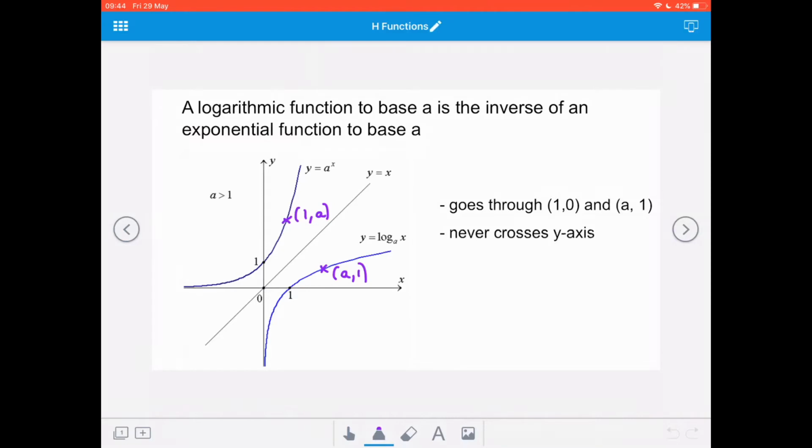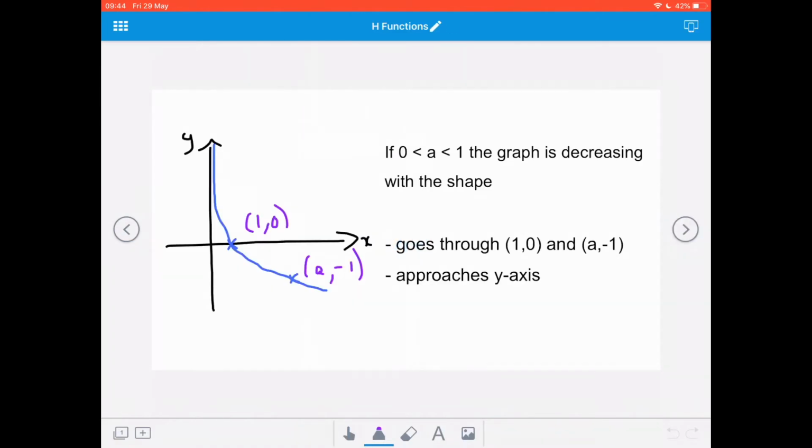And it never crosses the y-axis. So you can see that when a is greater than 1, it is an increasing function, and the y-axis is our asymptote this time. If our base a lies between 0 and 1, the graph is decreasing with this shape, and so this time it will go through the points 1, 0 and a, negative 1.